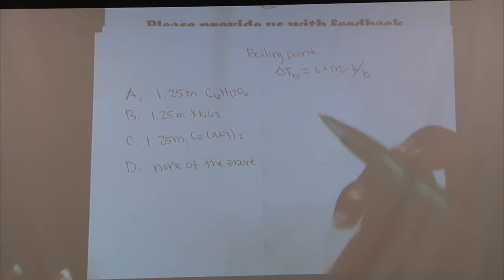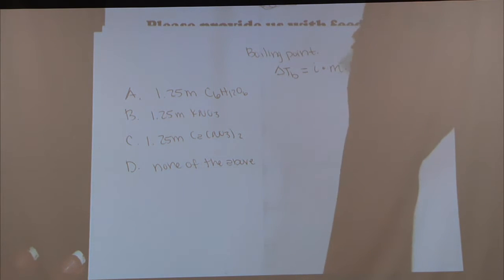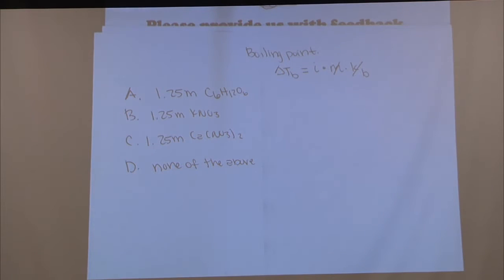And now we're looking at the molality. All of the molalities are the same, so we can essentially ignore that too. So now we just want to look at the van't Hoff factor. And the van't Hoff factor goes off of how many ions, or how much the actual compound dissociates.